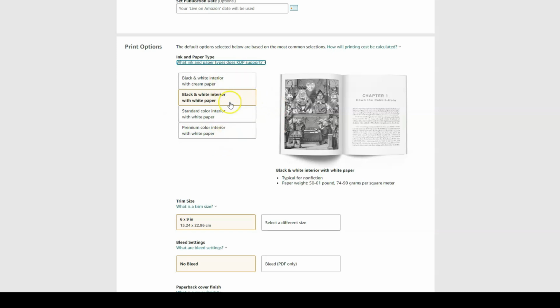And this is important because all of these things affect the size of your cover. The thicker the paper is, the bigger your cover of the book will be because it has to wrap around your book. So Amazon needs to know what we are publishing, and we're going to publish our notebook with black and white interior on white paper.